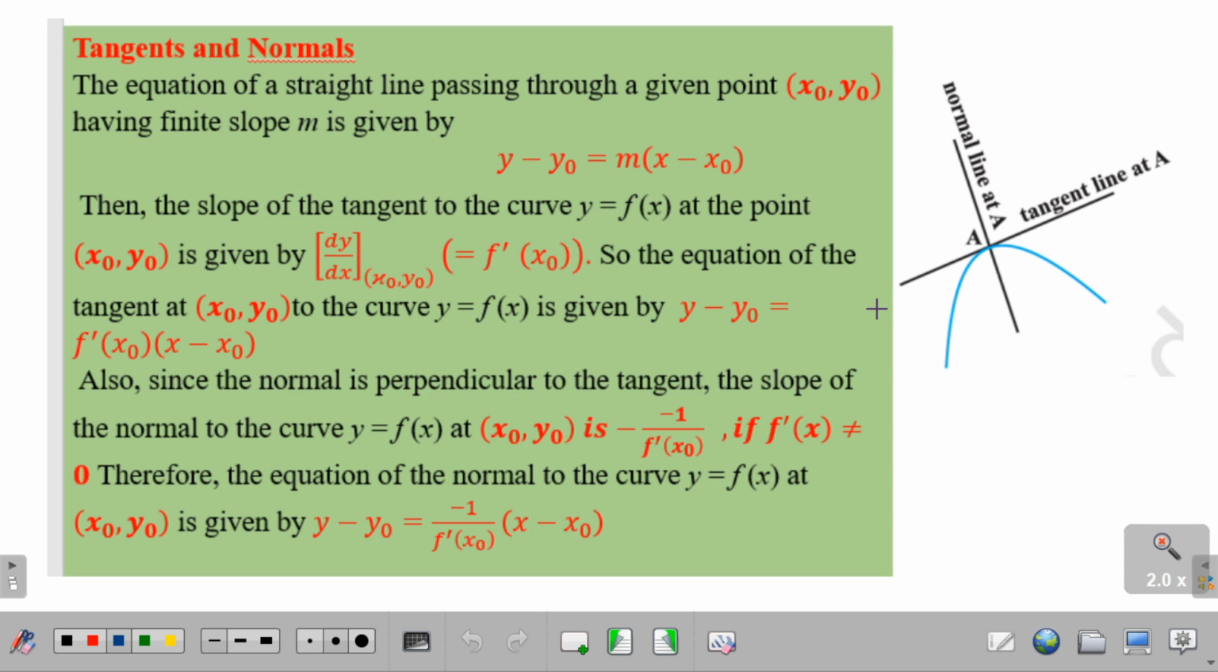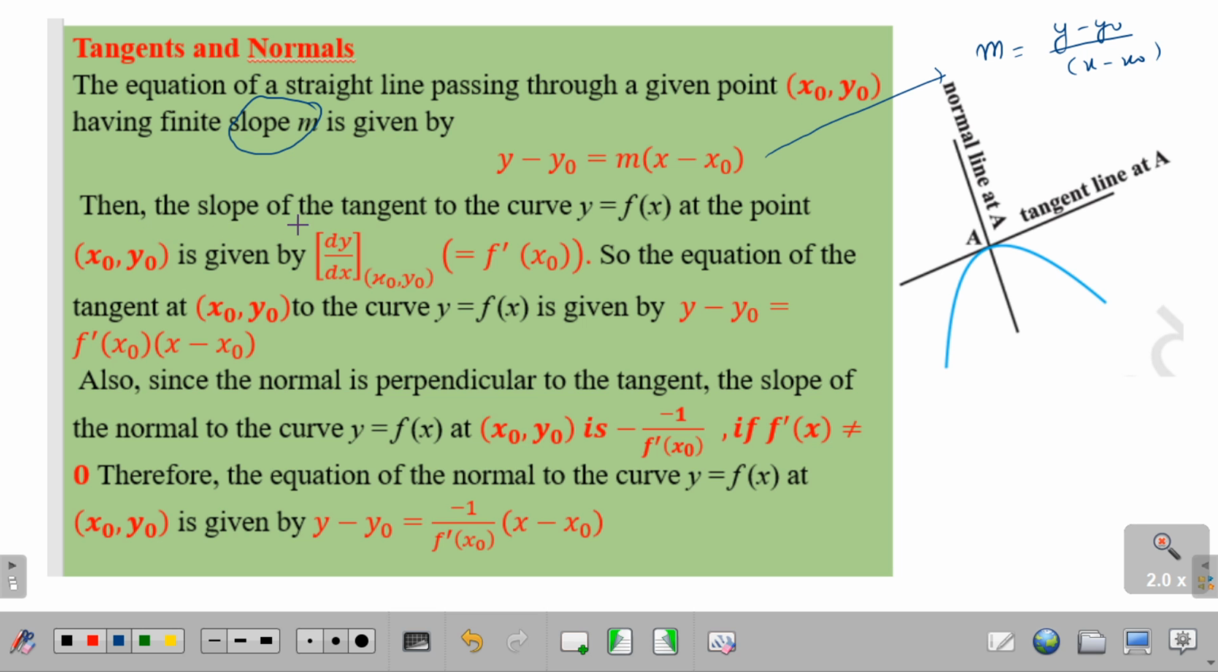According to tangents and normals, the equation of a straight line passing through a given point x naught, y naught having finite slope m is given by y minus y naught is equal to m times x minus x naught. From here, if you have to find the value of m, m will be y minus y naught divided by x minus x naught. That is the slope.